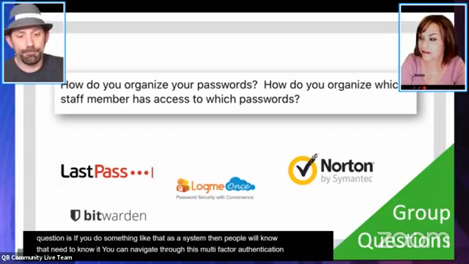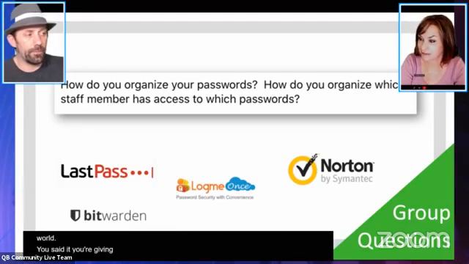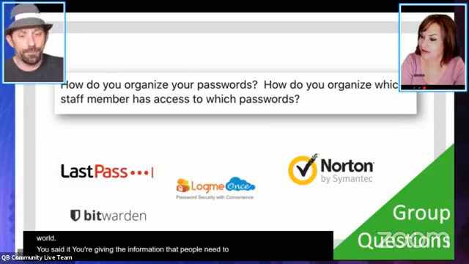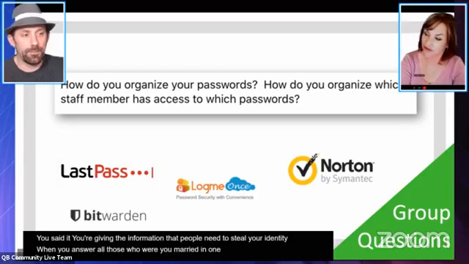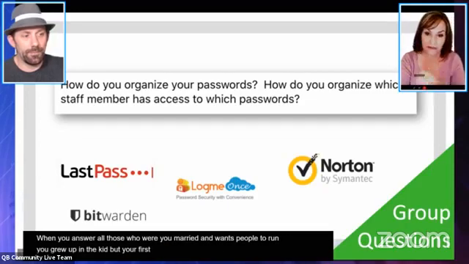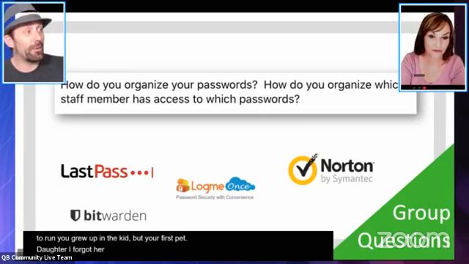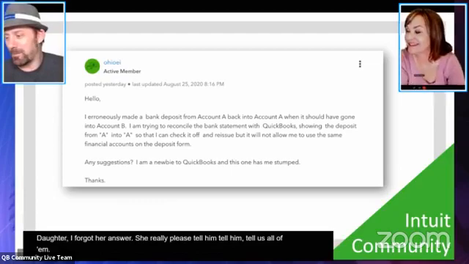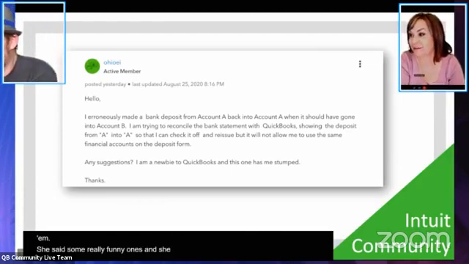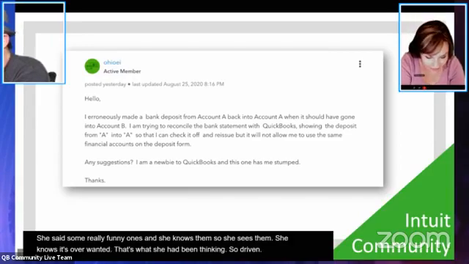That's a great tip because, like you said, you're giving the information that people need to steal your identity when you answer all those questions: where were you married, what street did you live on when you grew up, what's your first pet? My daughter has some really great answers for the question, and I'm not going to tell you her answers, but she's got some really funny ones and she knows them. That's what she has for the banking. So it's pretty good.